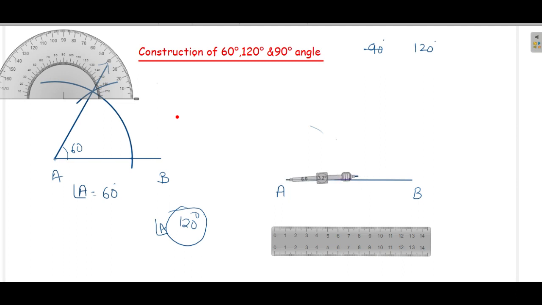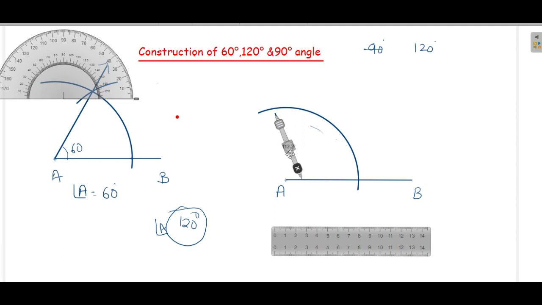So now what we have to do? We have to draw an arc. The metal pointer is at point A and we are going to draw an arc which intersects the line AB, and we are going to extend this back. Now which angle are we constructing here? 120 degrees.